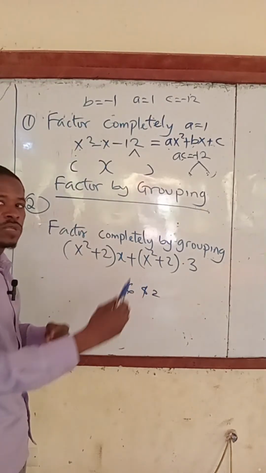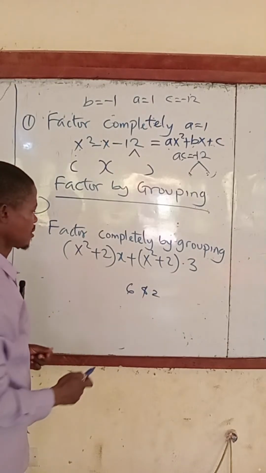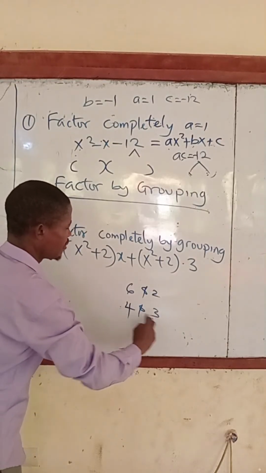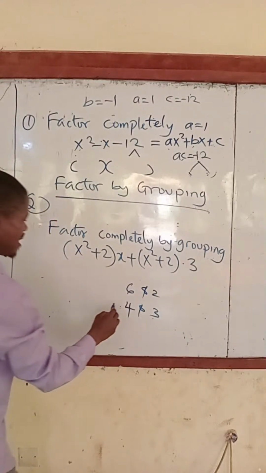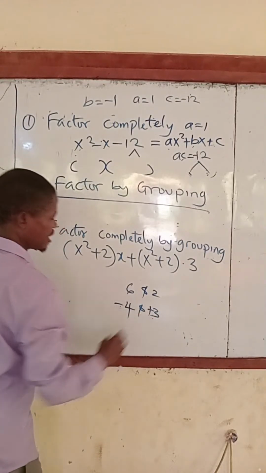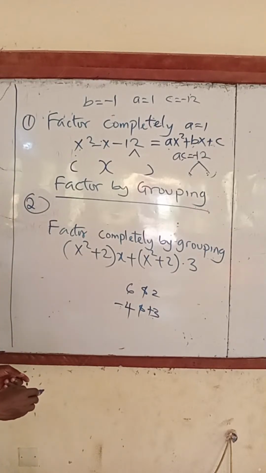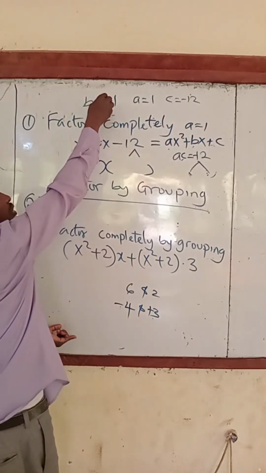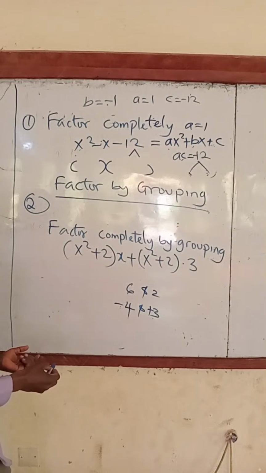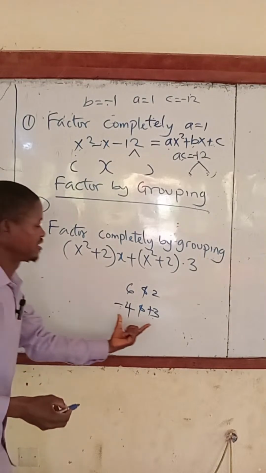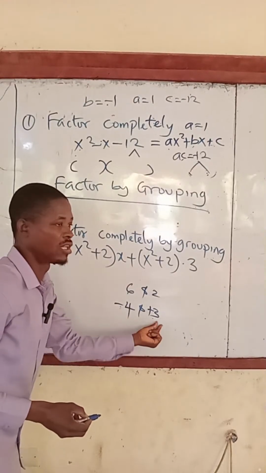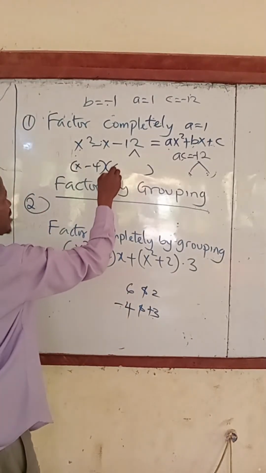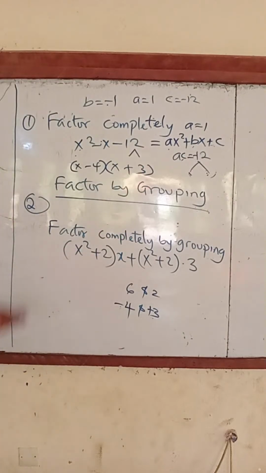That generation will be by adding or subtracting. 4 and 3, can they give us -1? Yes. That will be -4 plus 3. By the time you add these two factors together, you get your b, which is -1. Is that clear now? So the two factors are -4 and 3. So that will be (x - 4)(x + 3). That's the answer for that one.